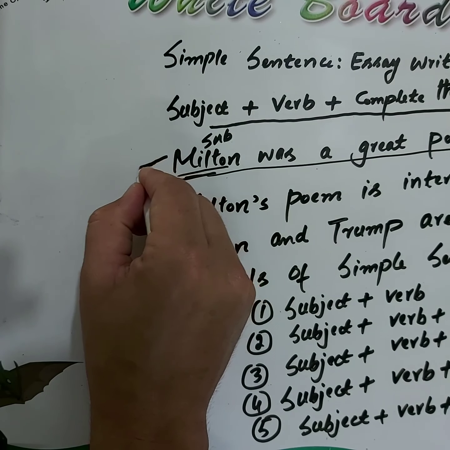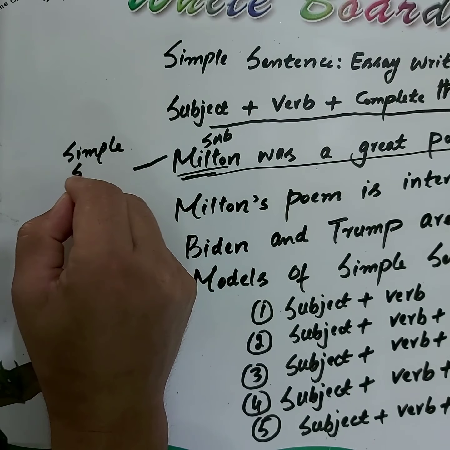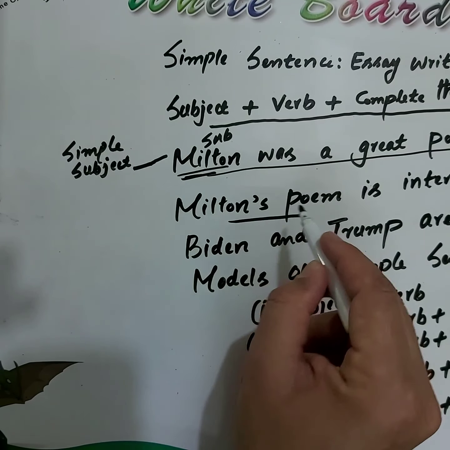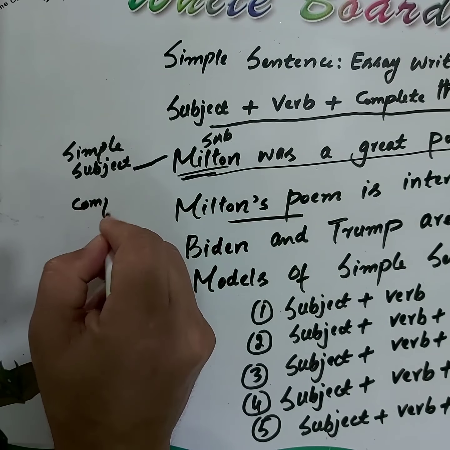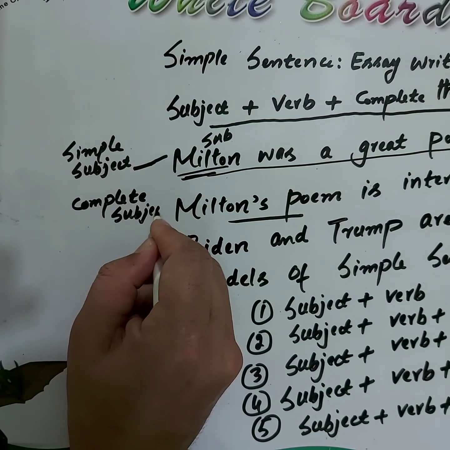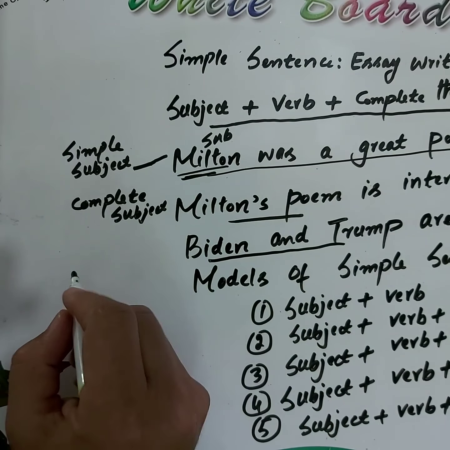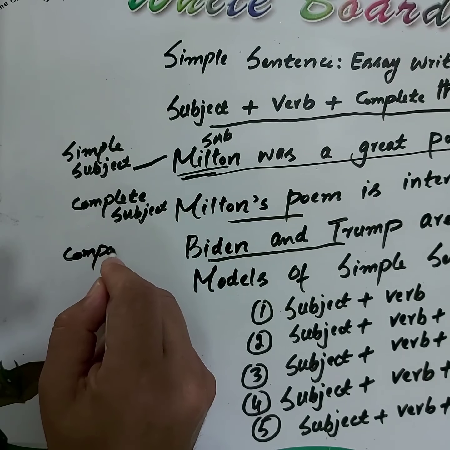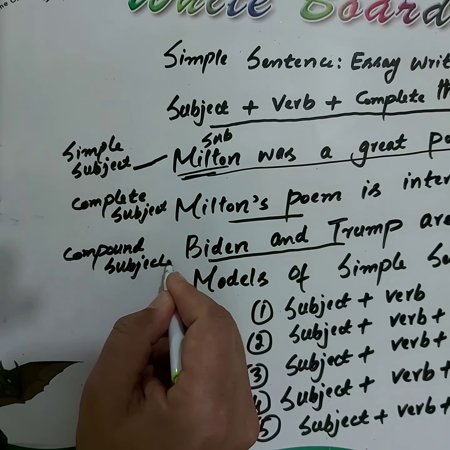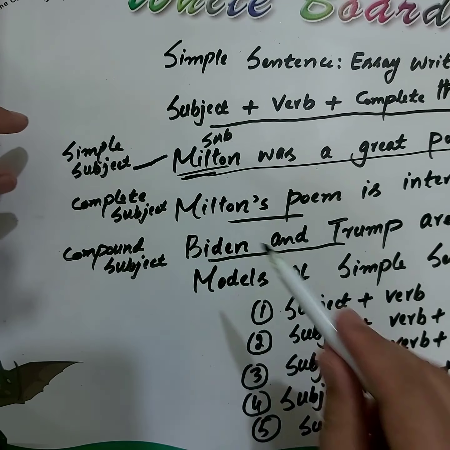Milton, this is called simple subject. Milton's poem, this is called complete subject. And Biden and Trump, this is called compound subject. Here I'm going to explain.